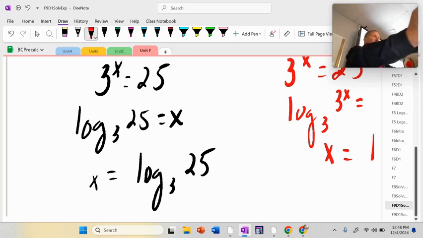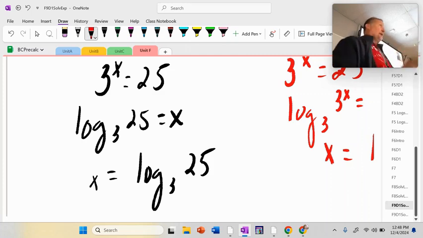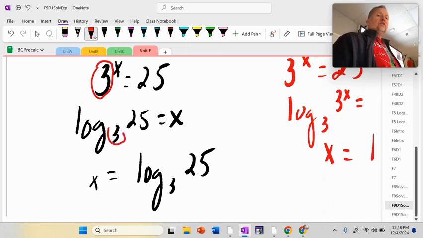You remember that stupid little video I showed? What does that mean, that sound? They were like, what? I don't know. What does that sound mean? Change the exponent to a logarithm.